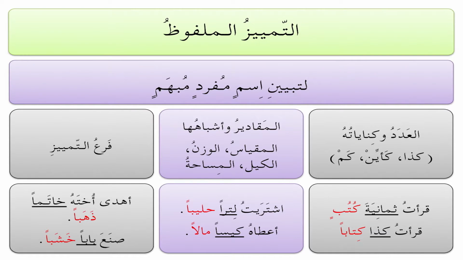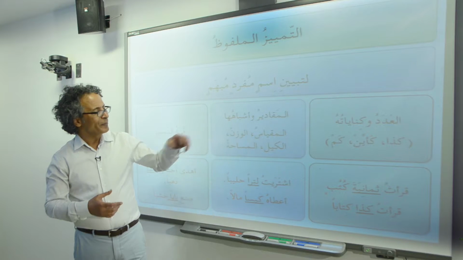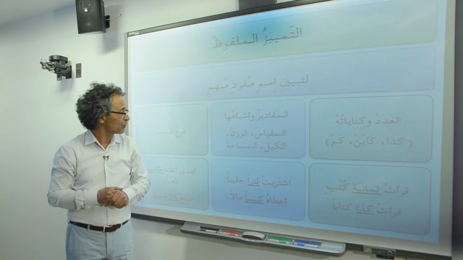أعطاه كيسا مالا. He gave him a bag of money. Here كيسا is شبيه. It's actually not exactly a very specific quantity, but a general quantity. He gave him a bag. We don't know if the bag is large or small.